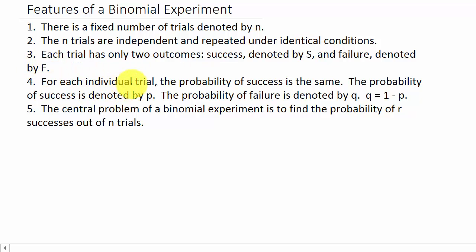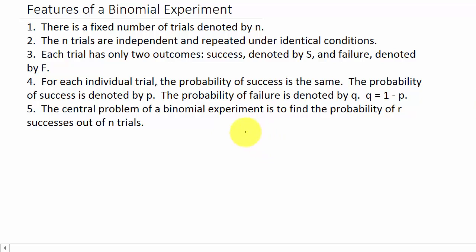And for each individual trial, the probability of success is the same. The probability of success is denoted by P. The probability of failure is denoted by Q. And Q is 1 minus P. And the central problem of a binomial experiment is to find the probability of R successes out of n trials.